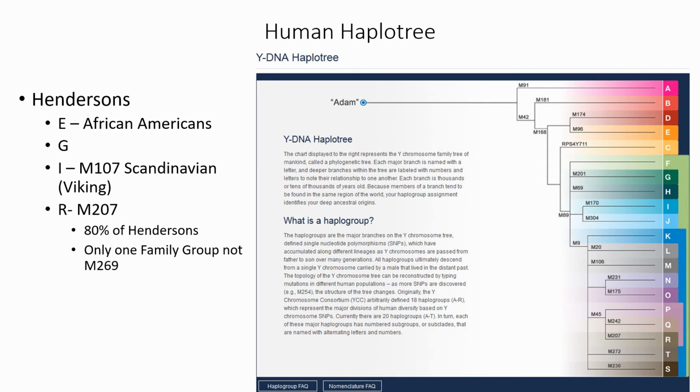and the rest of the Henderson group, which is about 80% of everyone we've tested so far, fall in the R haplogroup. The R haplogroup is defined by the M207 mutation, but only one family group out of the 20 that we've found so far do not carry the M269 mutation. So the vast majority of all Hendersons have the M269 mutation.